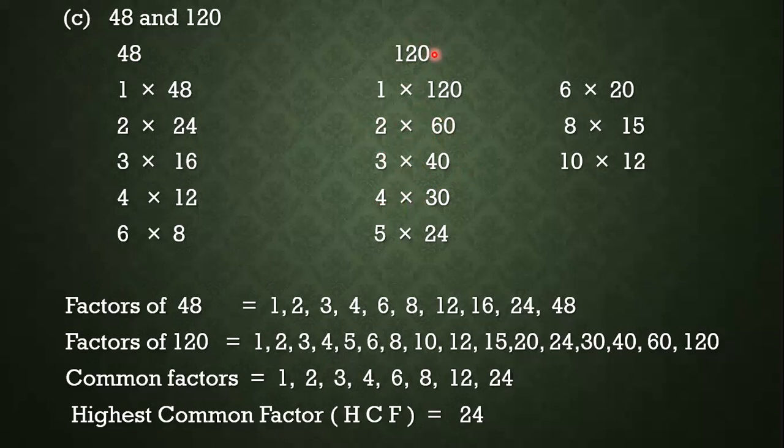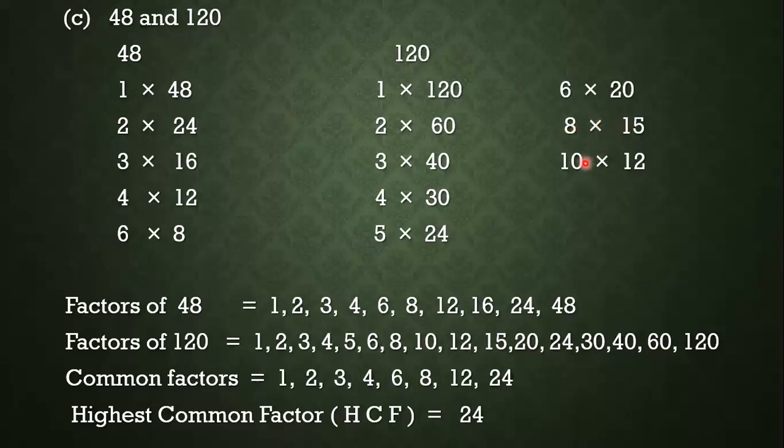Now in 120, the unit digit is 0. That means 5 will be a factor. On dividing 120 by 5, we get the quotient 24. That is, 5 into 24 gives 120. Now 6 2s are 12, so 6 into 20 gives 120. Now 7 is not a factor of 120. 8: divide 120 by 8, you will get 15. So 8 into 15 gives 120.